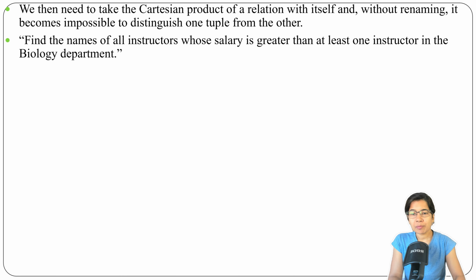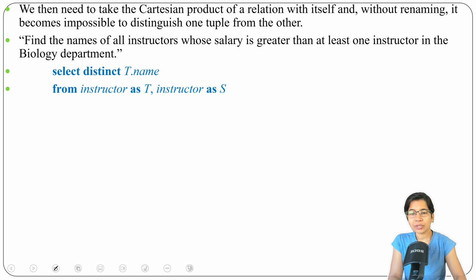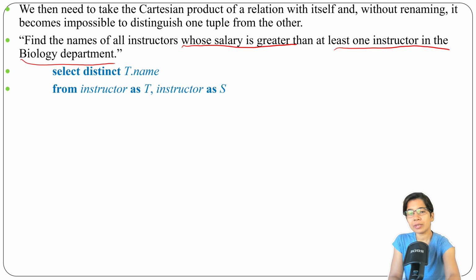Now, find the names of all instructors whose salary is greater than at least one instructor in the biology department. That we can write as select distinct T.name. Distinct means it will remove the duplicates. From instructor as T, instructor as S. Here we are comparing instructor with instructor. We are comparing whose salary is greater than at least one instructor in the biology department.